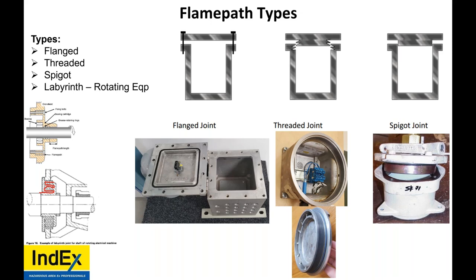Now, when we talk about flame path types, we have three traditional ones that we know about, and a fourth one that's more for rotating equipment. So we have flange type on the left here. In the center, we have threaded type. And then on the right, we have spigot. Now, for labyrinth rotating equipment, you have to concern yourself with a rotating shaft. So if you look here, where I've drawn in red, a labyrinth is like a maze. It slows down the explosive gas so that it sufficiently cools. And once again, it is a very small gap where particulate, such as arcs and sparks, cannot go through.